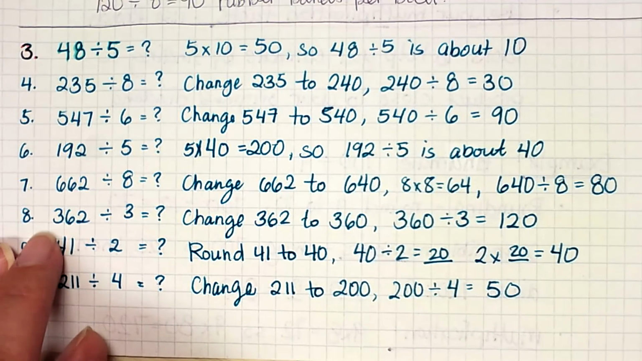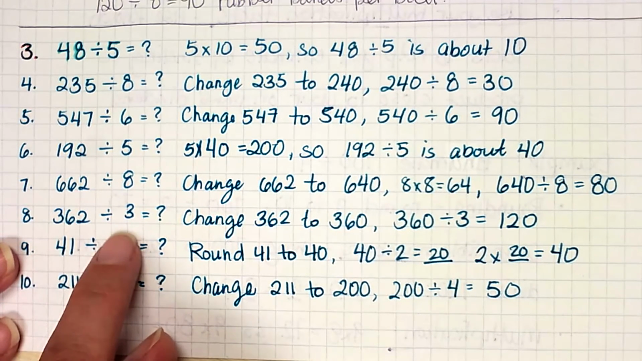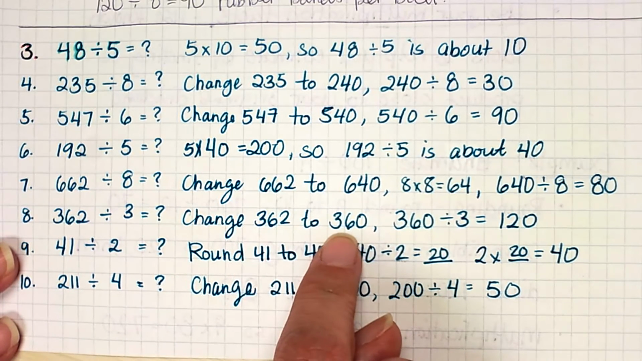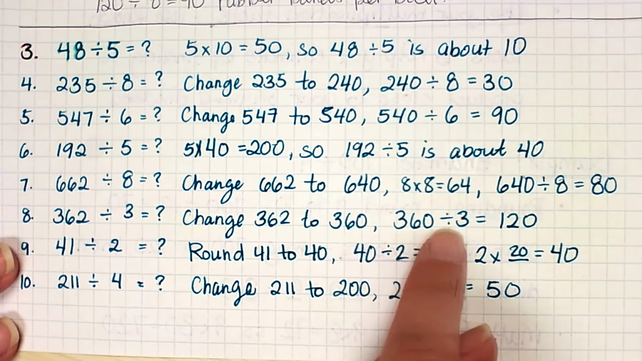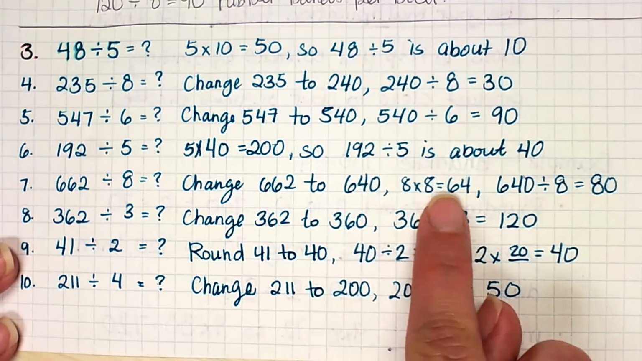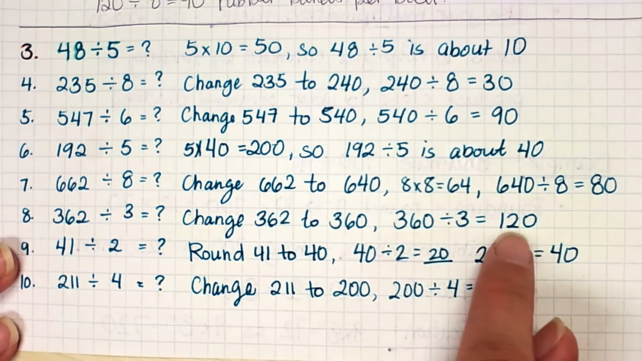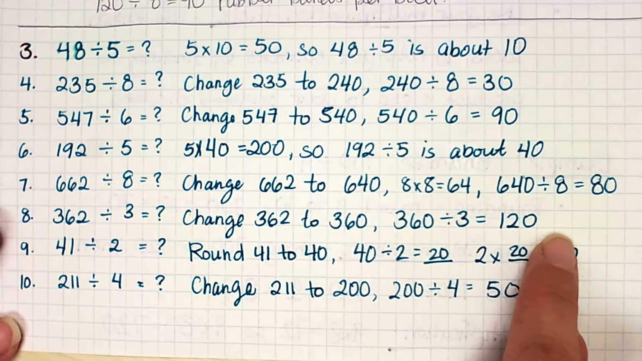For our next problem, number 8, 362 divided by 3. So I'm going to change that 362 to 360 and do 360 divided by 3. I know 36 divided by 3 is equal to 12. So 360 divided by 3 is equal to 120.